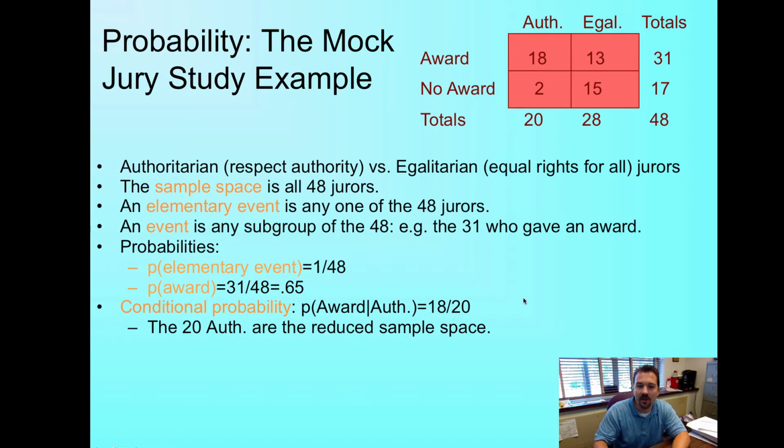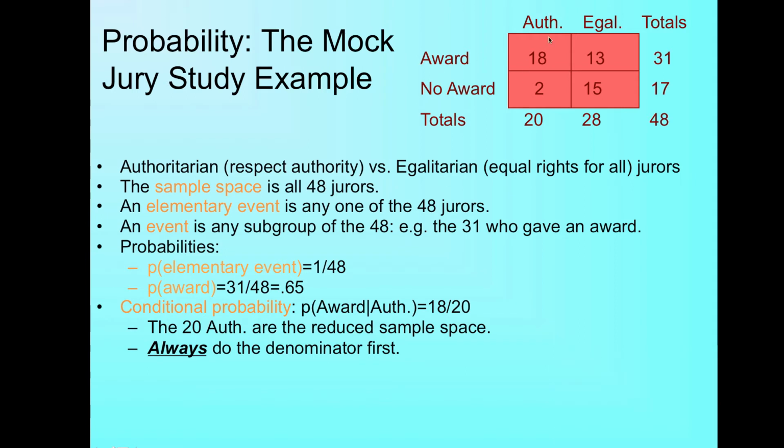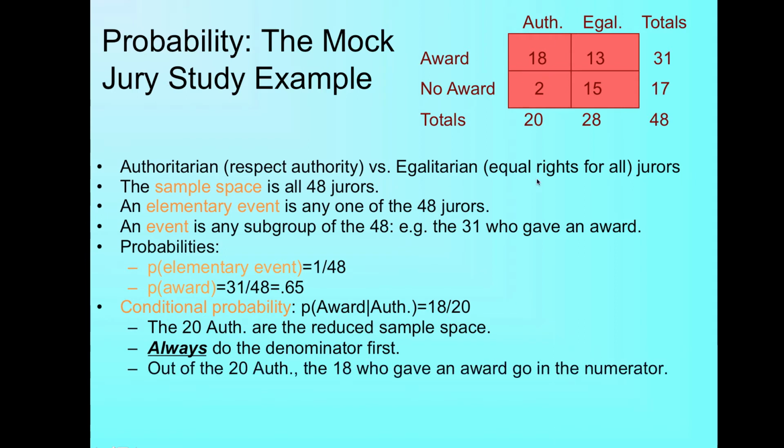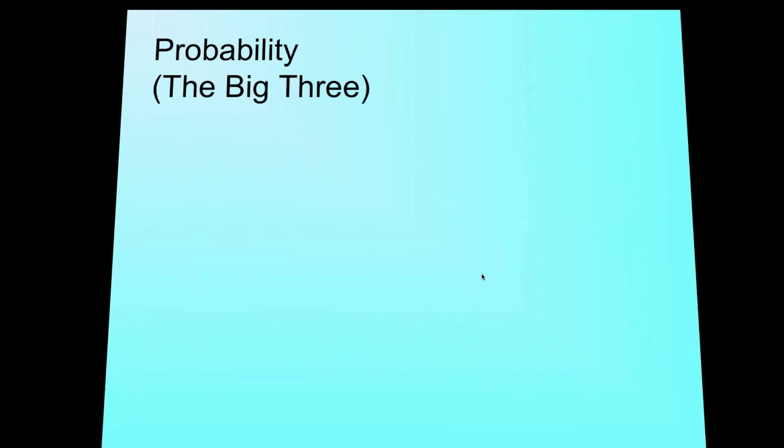As I said, the 20 authoritarian folks are the reduced sample space that you know you're dealing with because it's given this half of the space. Always do the denominator first, in other words. Denominator is 20. The second part of this equation is authoritarian. Okay. Out of the 20 authoritarian jurors, the 18 who gave an award go in the numerator.